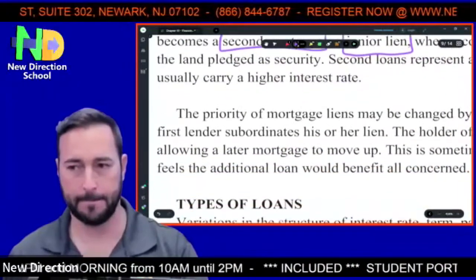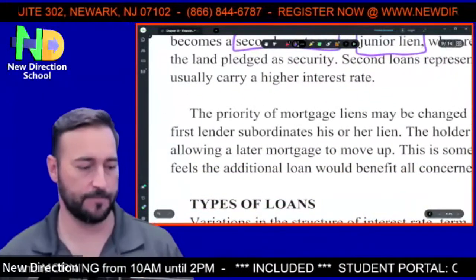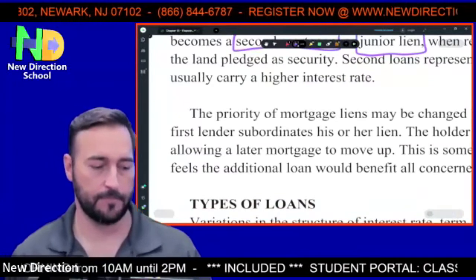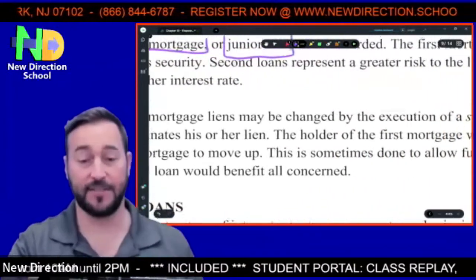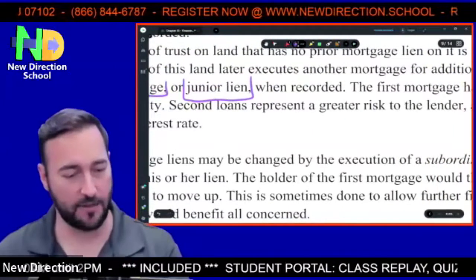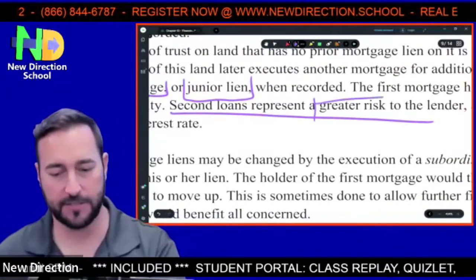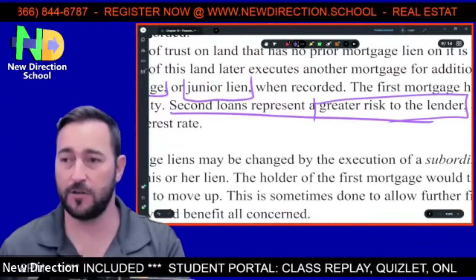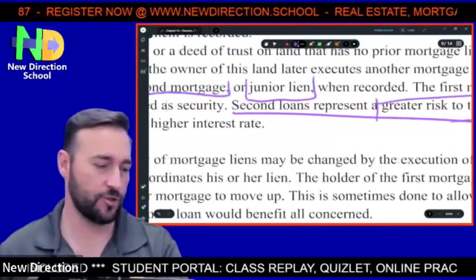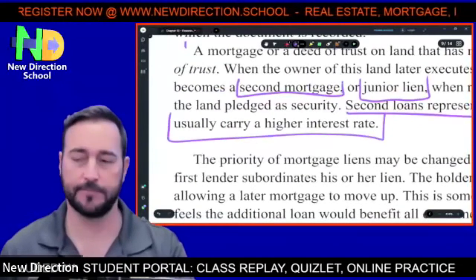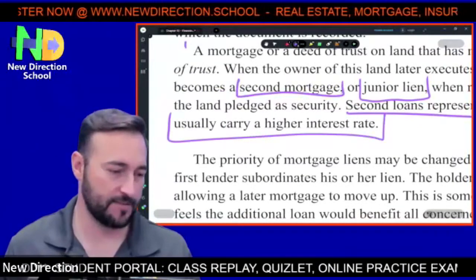Like 3 mortgages? You can have 10 mortgages. What does the 10th person even get? Well, that's the thing in the case of foreclosure. Second loans represent greater risk to the lender because they might not recover anything at all. For this reason, they charge a higher interest rate. So they want to get paid as fast as possible.